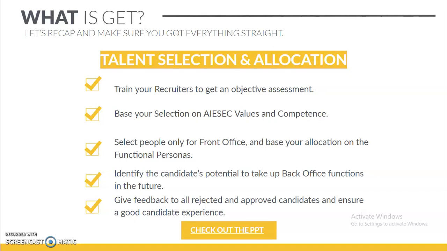And last but not least, make sure that you give feedback to all the rejected or approved candidates for them to first have a good candidate experience, but then also know what is the reason for this answer that they got. So if they were selected to be part of ISEC, why is this happening? And then if they were not selected to be part of ISEC, again, why?